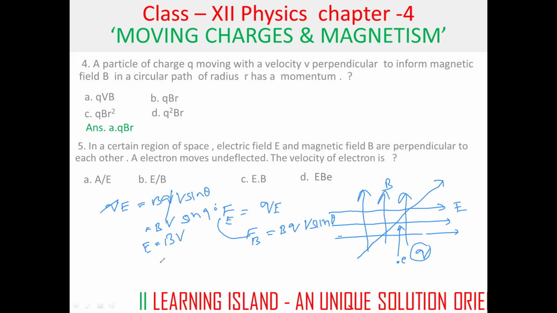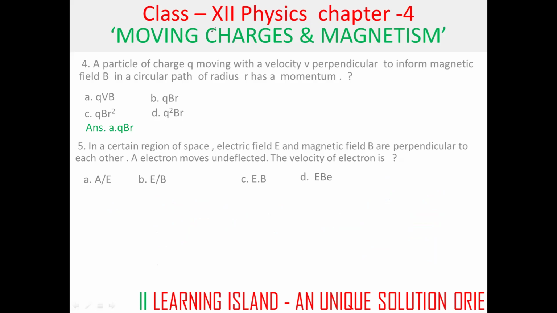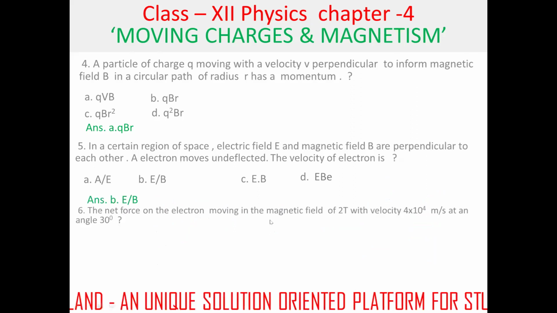We have to find out the velocity. So v would be E by B. Okay, so I think there is the answer. Yes, this is the answer. So hope this is clear to you. Now see the answer given here. Answer is E by B. So go to the next question.